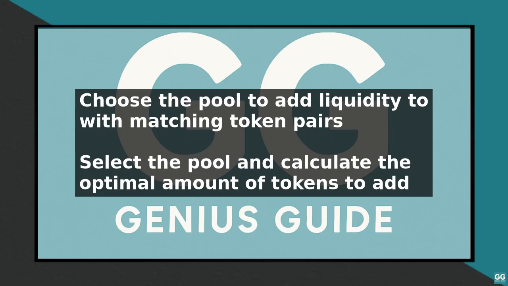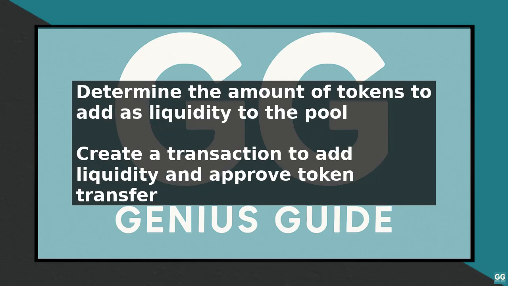Uniswap has multiple pools for different token pairs, so you need to select the one that matches the tokens you want to add. After selecting the pool, you need to calculate the amount of tokens you want to add as liquidity. You can use the Uniswap SDK to calculate the optimal amount of tokens to add based on the current pool reserves. It is essential to note that adding liquidity to Uniswap involves providing both tokens in a pair, so you need to have a balance of both tokens in your wallet.